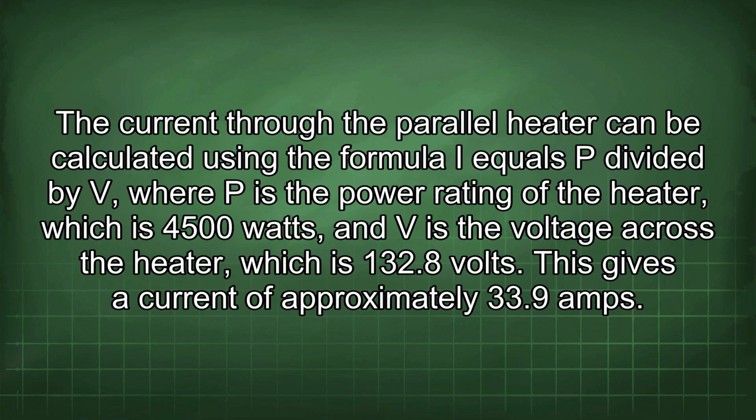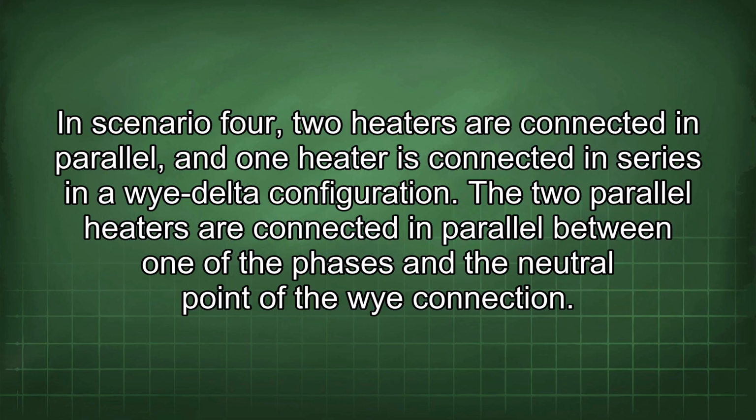The current through the parallel heater can be calculated using the formula I equals P divided by V, where P is the power rating of the heater, which is 4,500 watts, and V is the voltage across the heater, which is 132.8 volts. This gives a current of approximately 33.9 amps. In scenario 4, two heaters are connected in parallel, and one heater is connected in series in a Y-delta configuration. The two parallel heaters are connected in parallel between one of the phases and the neutral point of the Y connection.